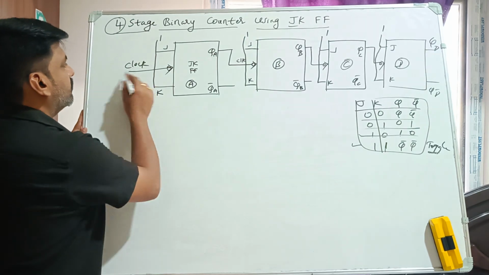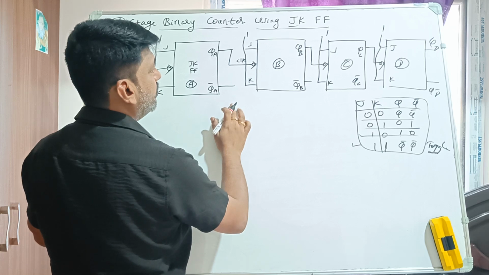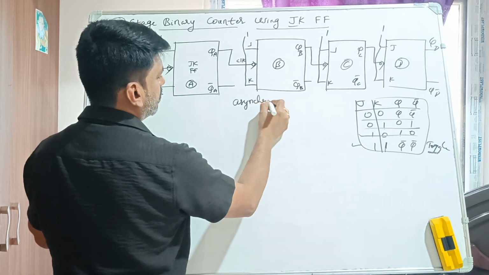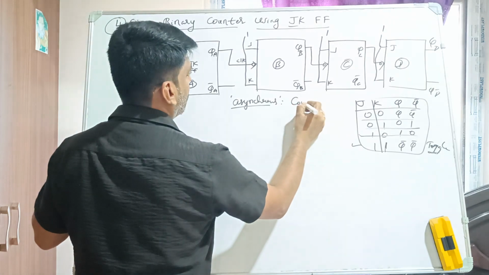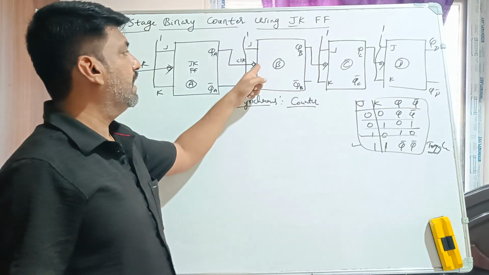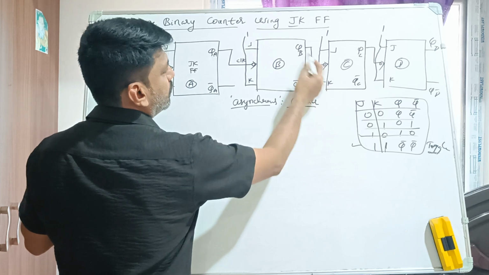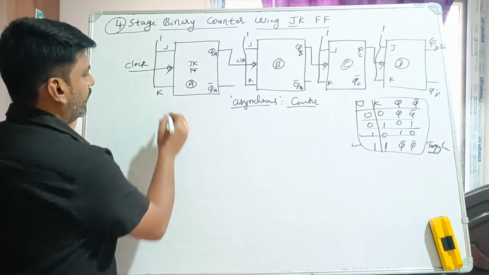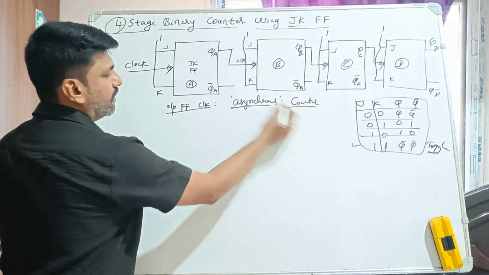So for that, first we will consider this clock, and this type of circuit arrangement is going to be called what type of circuit? It is going to be called an asynchronous circuit, and in this case we will call it an asynchronous binary counter, because the output of the first flip-flop is acting as a clock to the second. Similarly, the output of the second goes to the third, and the output of the third to the fourth, acting as a clock. Here the outputs of each flip-flop are acting as clock. So it is an asynchronous counter.